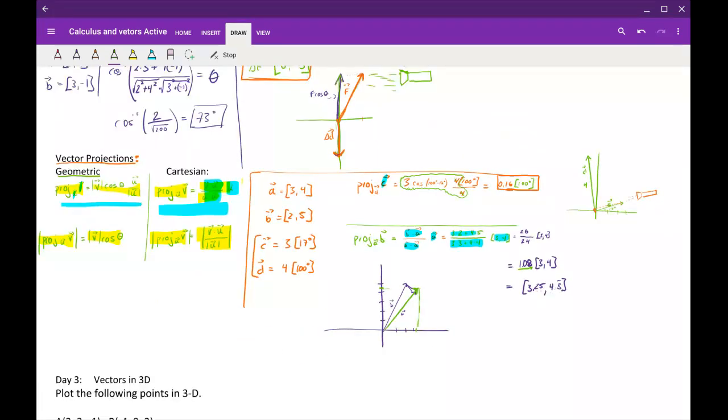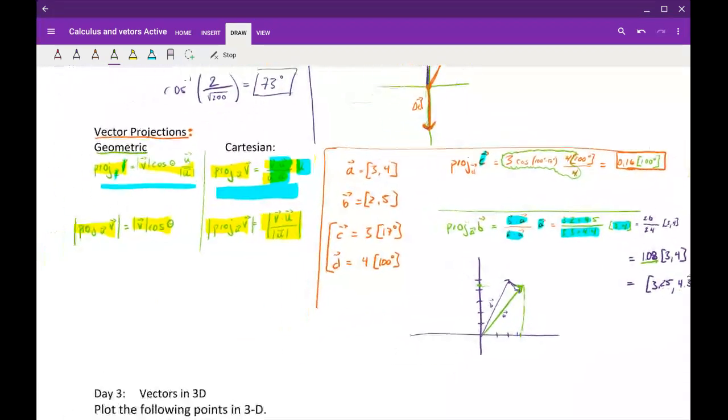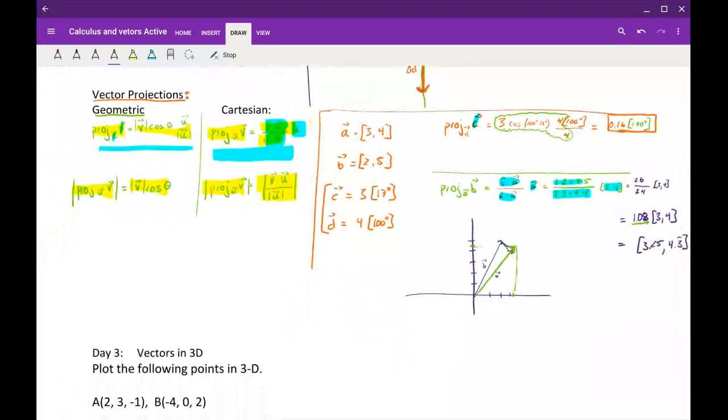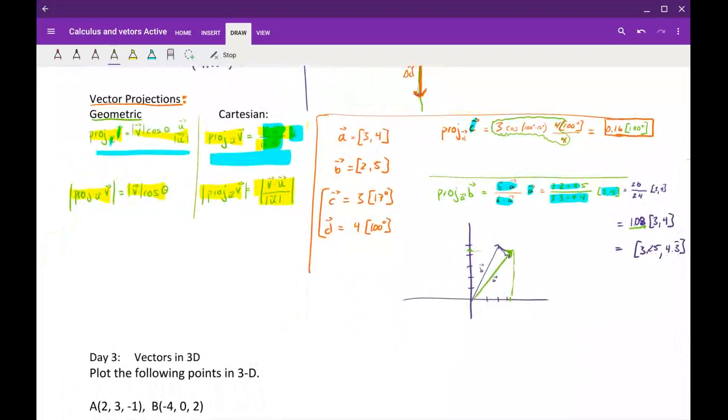Anyway, some vector projections. Tomorrow, next day or two, we'll talk about vectors in 3D.